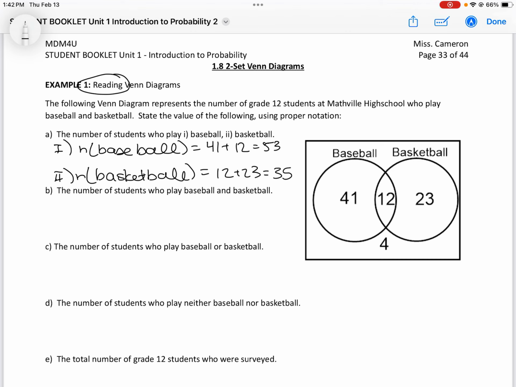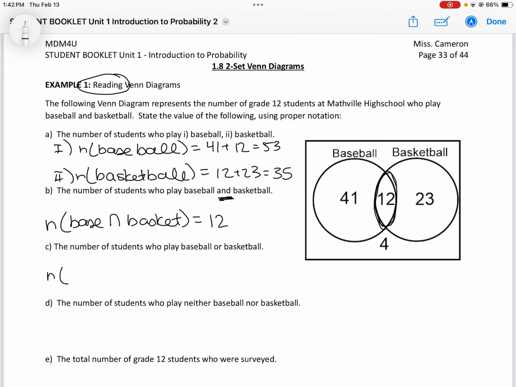Okay, B, the number of students who play baseball and basketball. So as soon as we see this word "and," we're going to go the number of baseball, and we're going to use that N, the intersection, and basketball. And we're going to go ahead and short form that. So baseball and basketball is going to be this overlap right here. That's going to be 12.